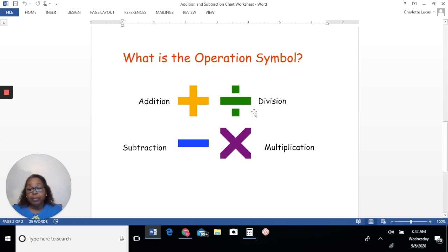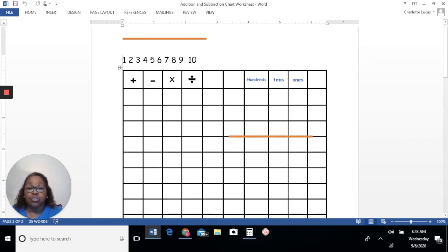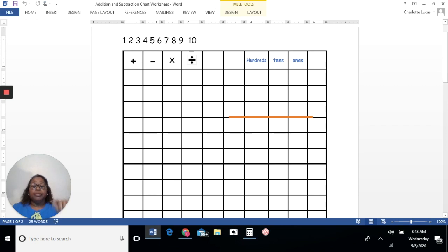So when you're doing a word problem or any type of math problem, you need to know what operation you're using. And if you're translating a math word problem, you have to use the correct operation symbol to get the problem correct. Some of the other words that I'm going to be using in our chart for our math today, I'm going to be using the word digit. Digits are just numbers.